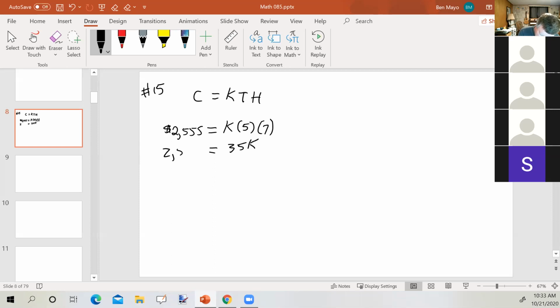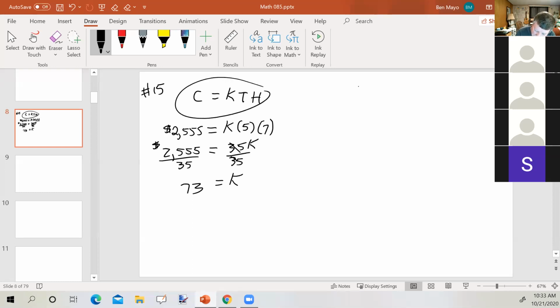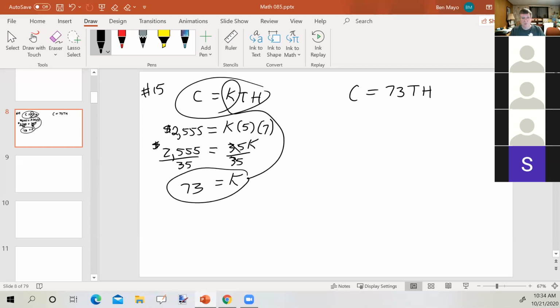So we could say 2555 equals 35K. We'll divide both sides by 35. On our handy dandy calculator, 2555 divided by 35 is 73. So K equals 73, and now this becomes C equals 73TH. We take the value of K and plug it into the general formula.